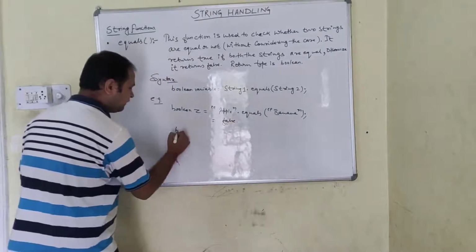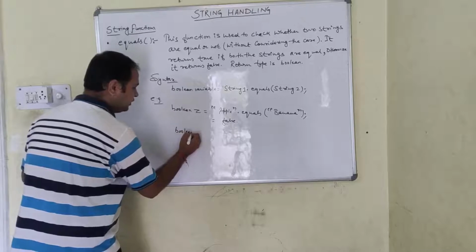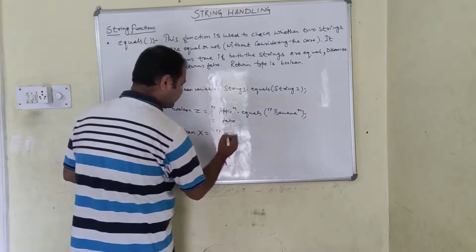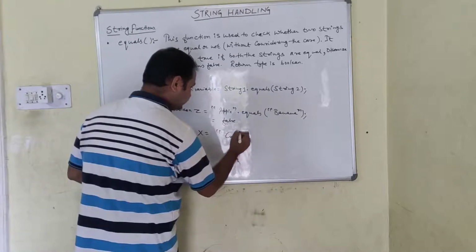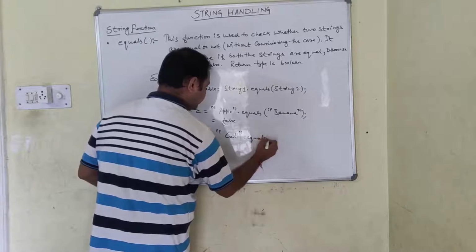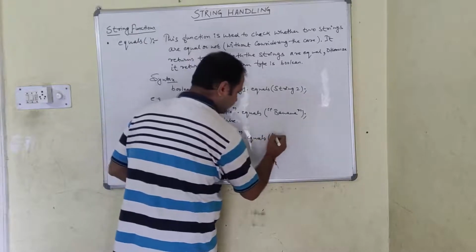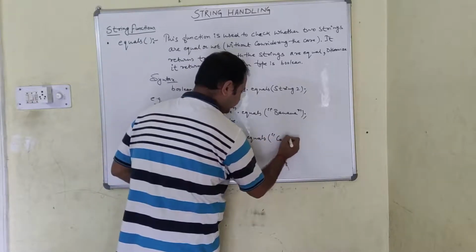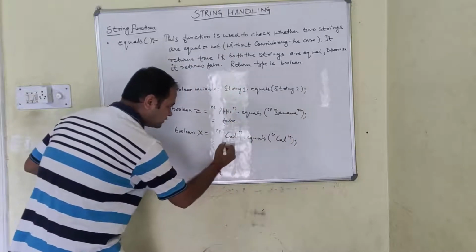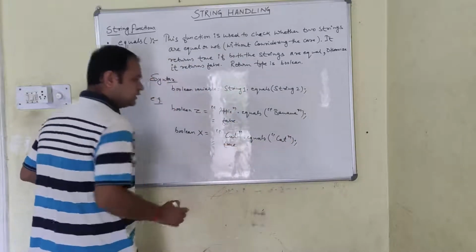Another example, Boolean x equal to, suppose I take cat.equals, and again for string 2 I take the same cat in the way I have written the first string. Okay, so here we will get the output as true because both the words are same and the cases are also same.